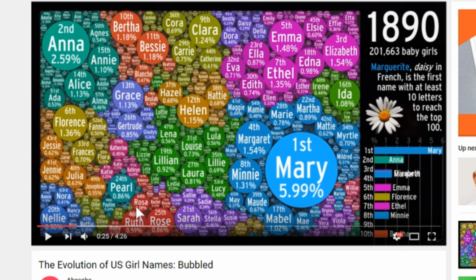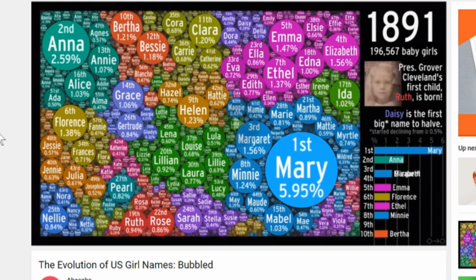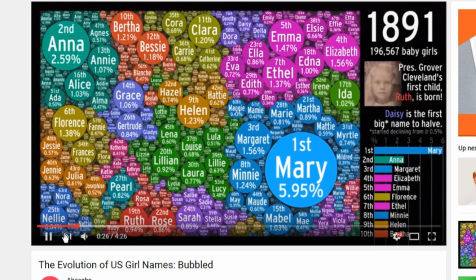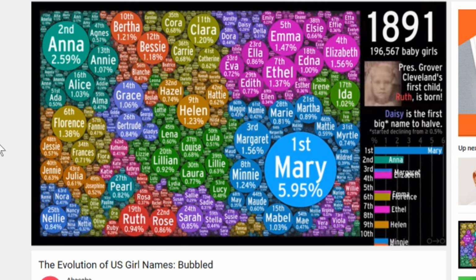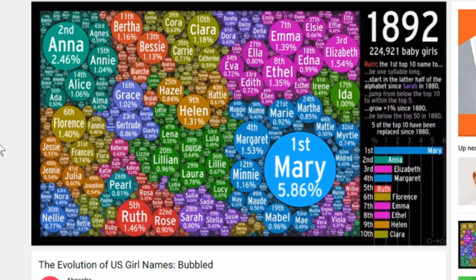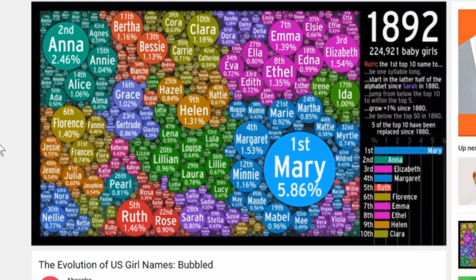So for example, Ruth right here was kind of a semi-popular name, 46th place, pretty high up, but then Grover Cleveland, the president at the time, had a daughter named Ruth. And you can see everybody just jumped on the bandwagon. Look at this. Ruth at the bottom there. 19th up to 5th in 1 year. I called it before it happened because I memorized all that stuff.